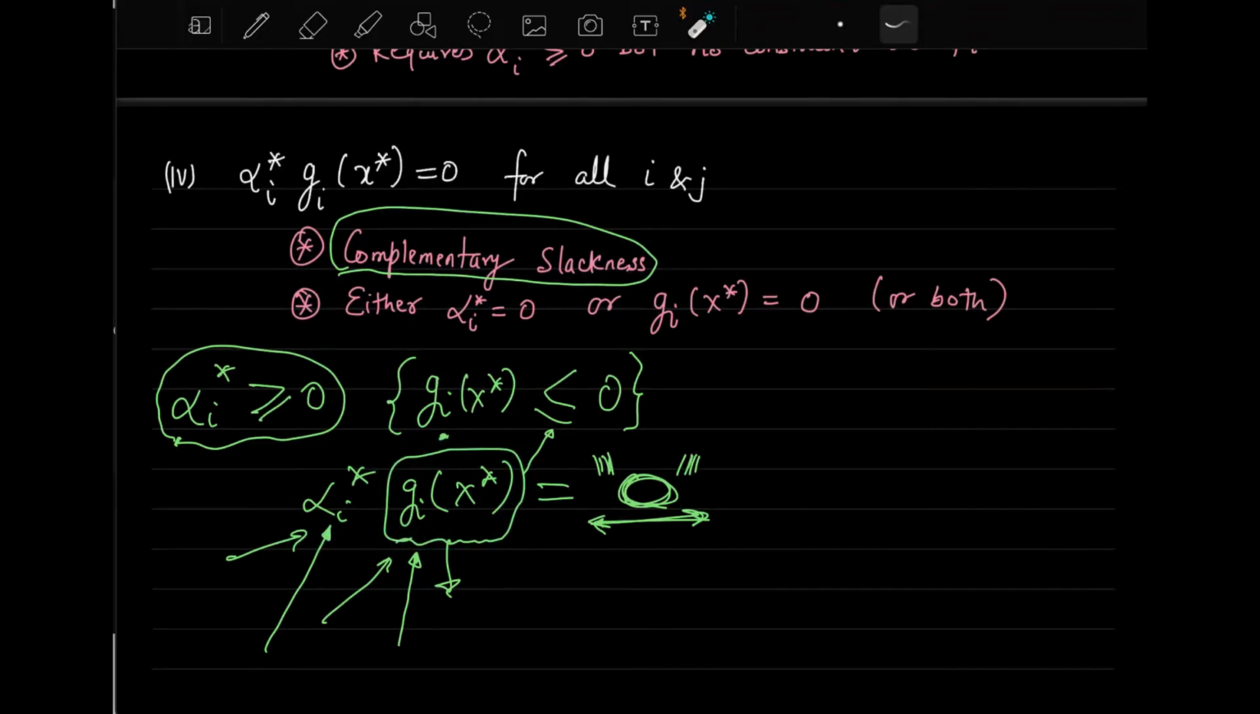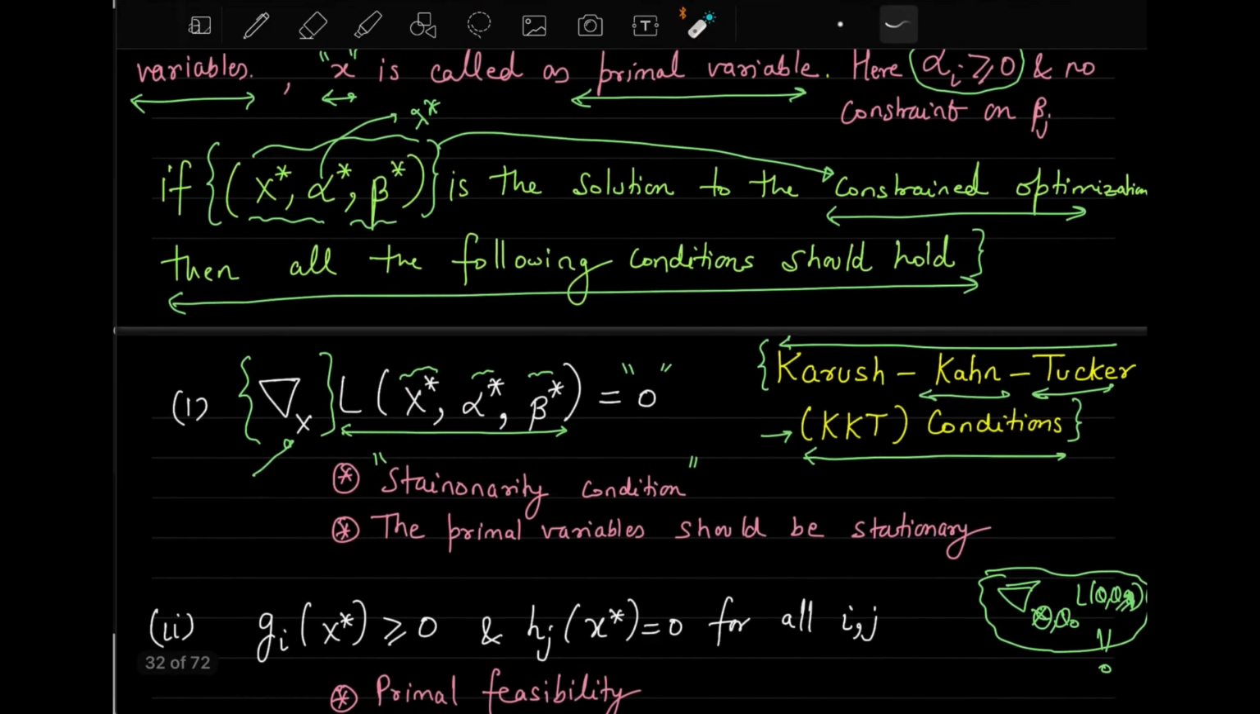And the other way around, if your alpha_i is greater than 0, what can you say about g_i? g_i(x star) will be equal to 0. So this is very important. Because the multiplication is 0, if one of them is not equal to 0, the other one will be equal to 0. This is called the complementary slackness condition, and it plays a central role in support vector machines, as we will see in the coming slides. So any questions here regarding this?